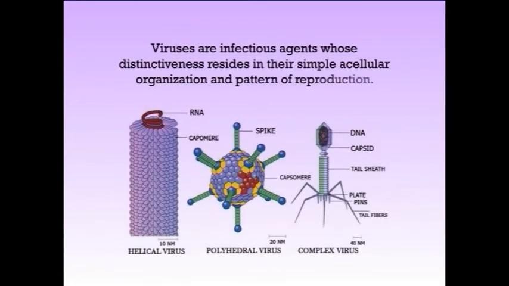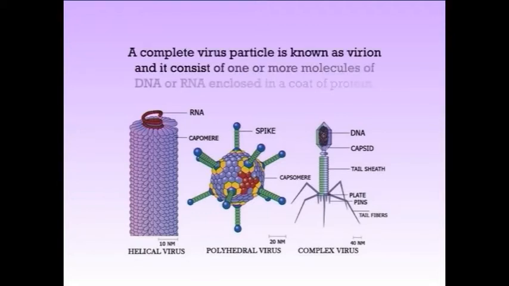Viruses are infectious agents whose distinctiveness resides in their simple acellular organization and pattern of reproduction. A complete virus particle is known as a virion, and it consists of one or more molecules of DNA or RNA, which is enclosed in a coat of protein. Viruses exist in two phases. The first one is intracellular and the second one is the extracellular phase.